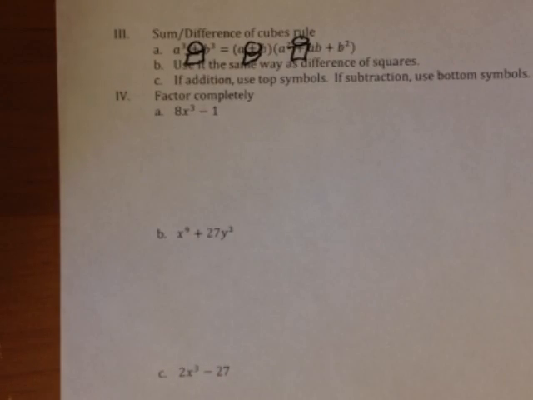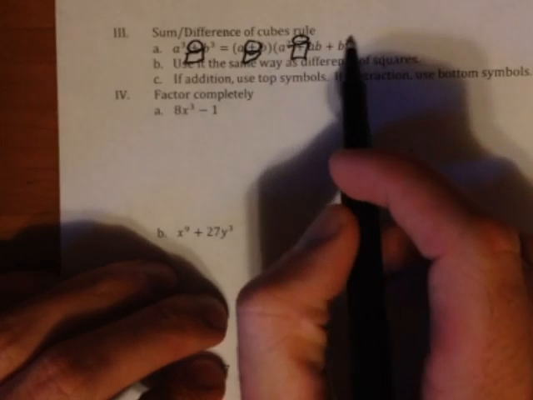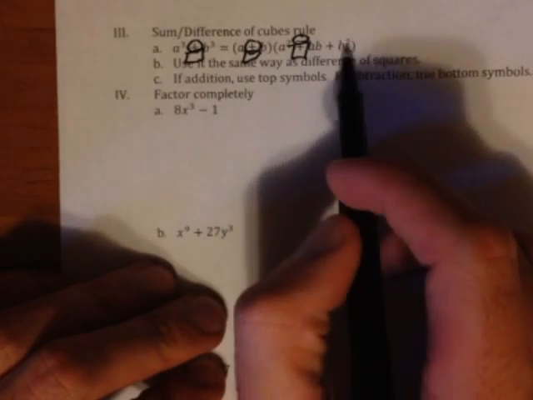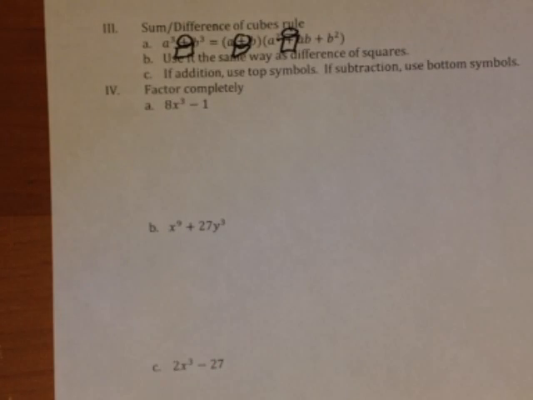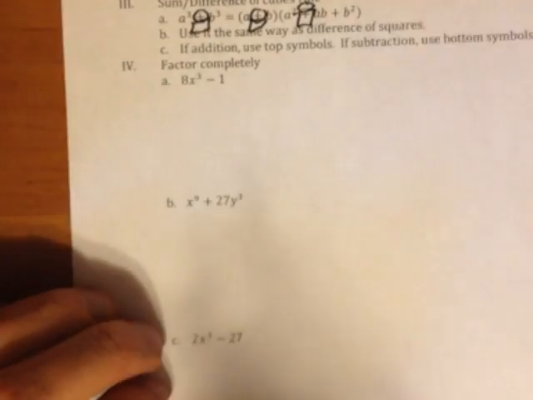So that last symbol is always a plus, but basically it means if you're adding two cubes, you're going to use a plus, then a minus, then a plus. If you're subtracting two cubes, you're going to use a minus, a plus, and then a plus. Use it in the exact same way as the difference of squares rule. If it's addition, use the top symbol, subtraction, use the bottom. Here's how this is going to work.